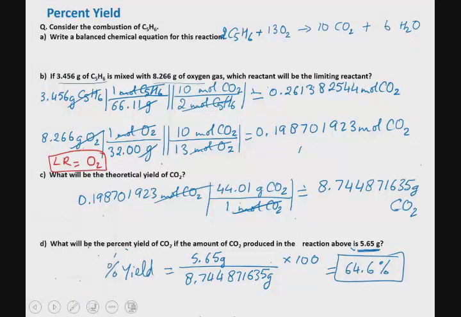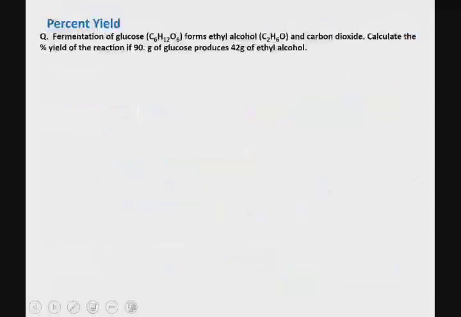Okay, so once again, the steps towards percent yield are very clear. First, write a balanced equation. Second is figure out the limiting reactant, and then theoretical yield, finally percent yield. Okay, let's go on to the next problem.